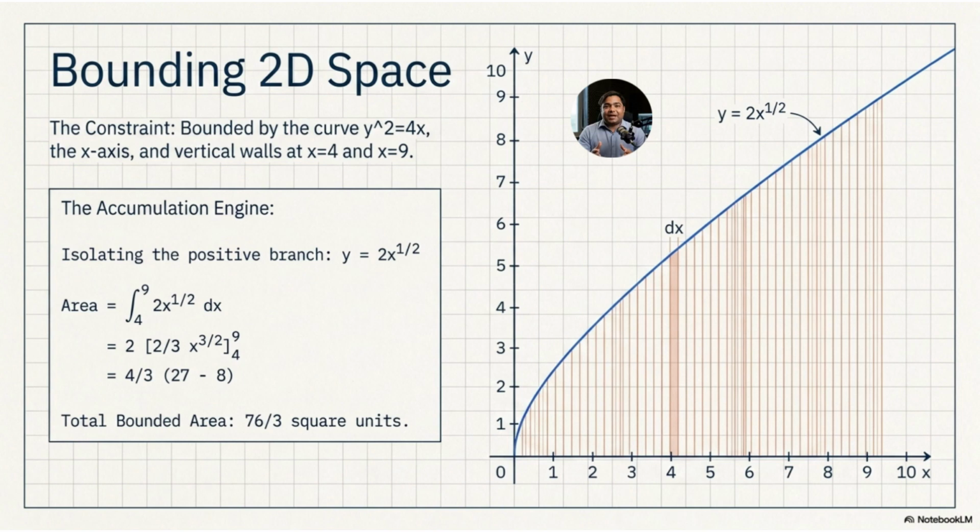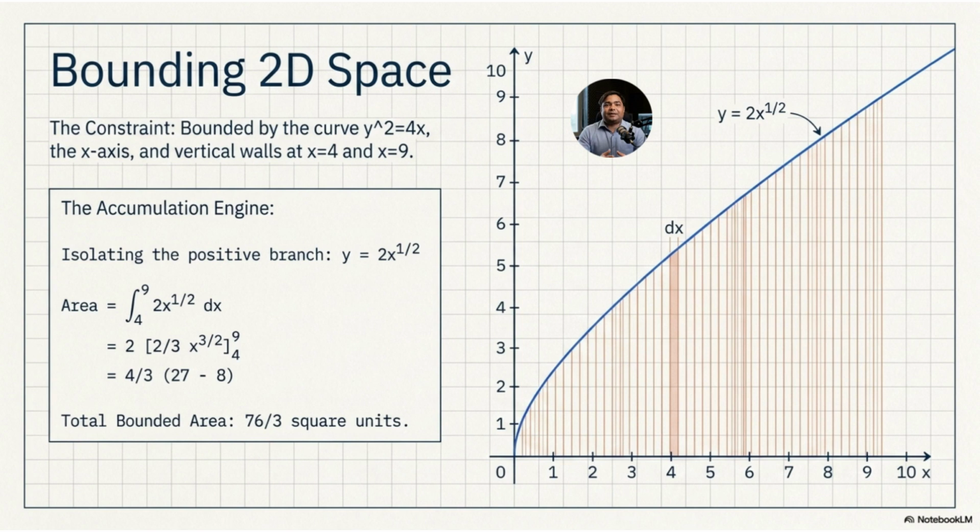This slide explains how to calculate a bounded two-dimensional area. The region is bounded by the curve y squared equals 4x. We isolate the positive branch. Taking the square root gives y equals 2 times square root of x. The region is bounded by the x-axis and the vertical lines x equals 4 and x equals 9. So the area is calculated using a definite integral from 4 to 9. Area equals the integral from 4 to 9 of 2 times x raised to the power 1 half dx.